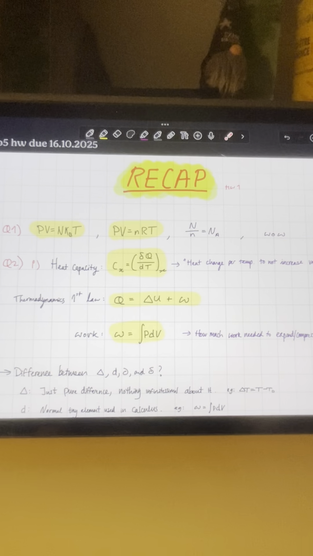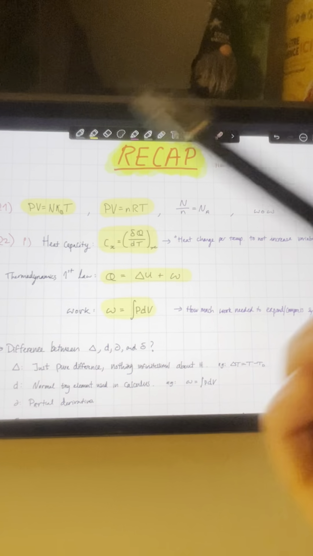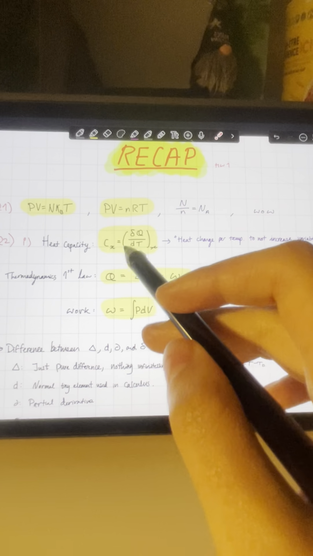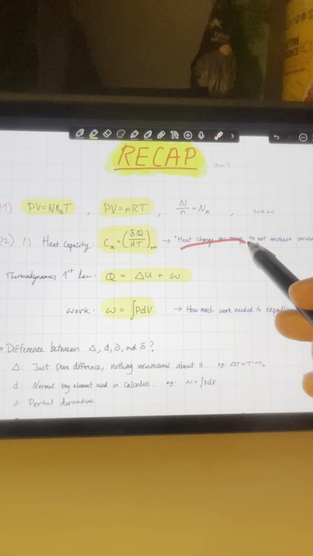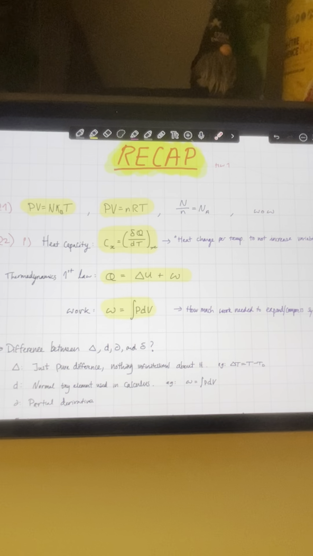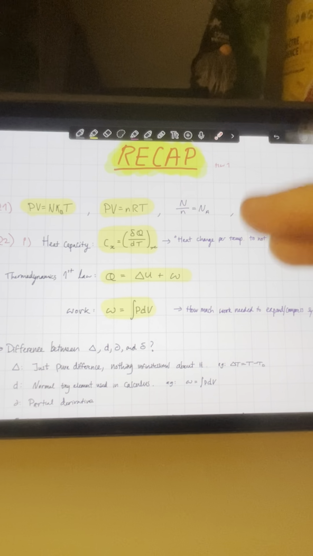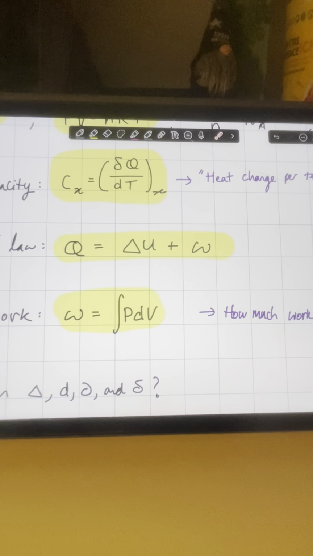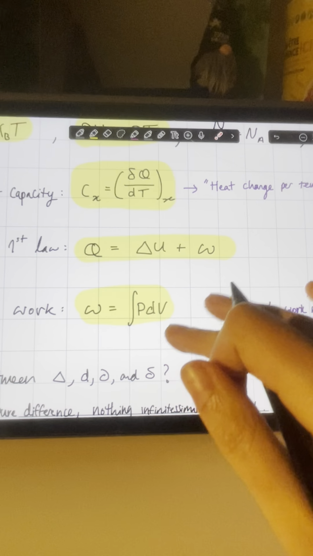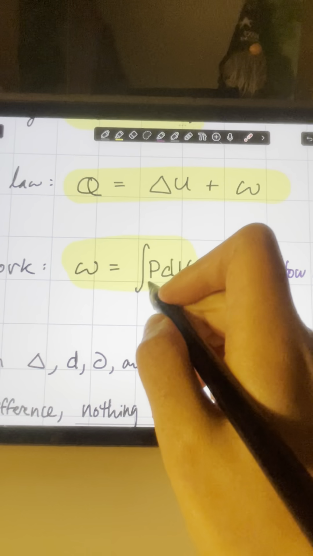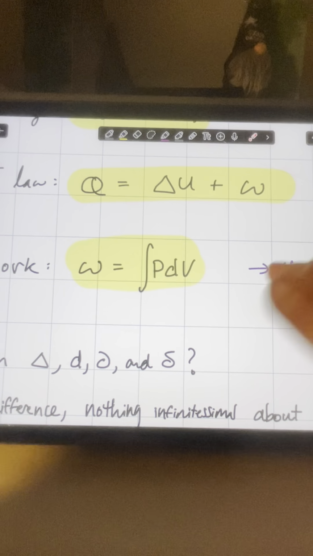Question 1 is just a formula. For question 2, PV equals NkBT with big N, PV equals nRT with small n, and the number of molecules divided by the number of moles is Avogadro's number. Heat capacity, Cx, is equal to delta Q over dT, the heat change per temperature increment, holding variable x fixed. For example, how much heat you have to put into something to raise its temperature by 1 degree, without changing pressure or volume. Thermodynamics first law, I just wrote it down and will read into it more later: Q is equal to delta U plus W, work, which is how much work is needed to expand a compressed system, since it's pressure times little increments of volume.